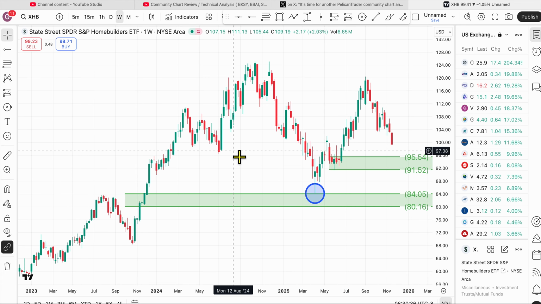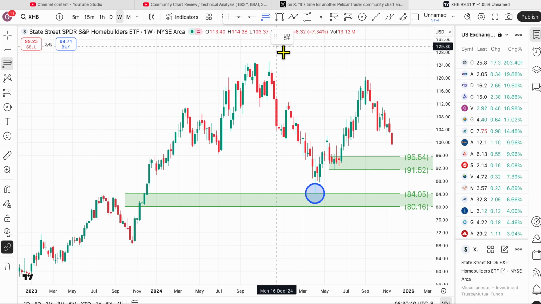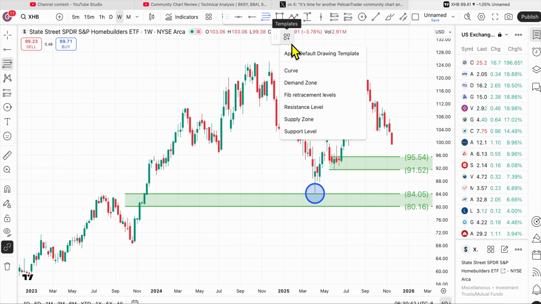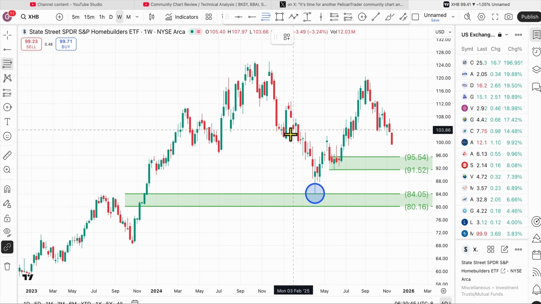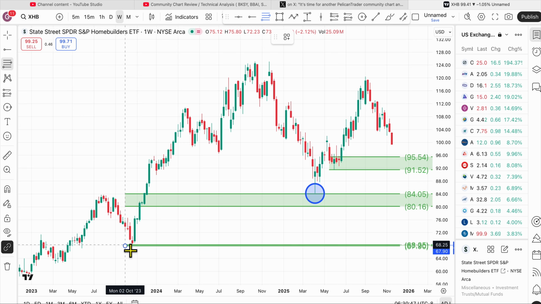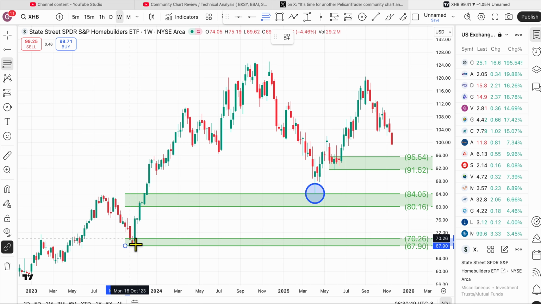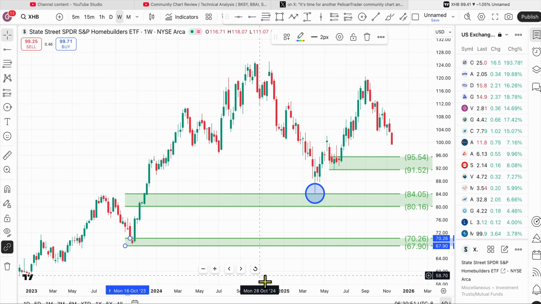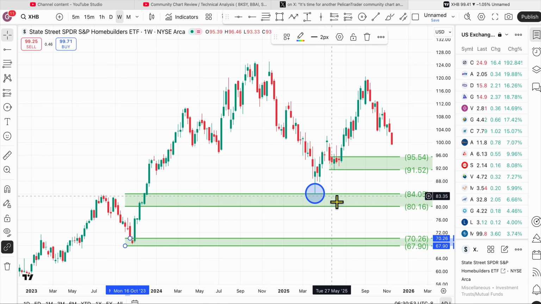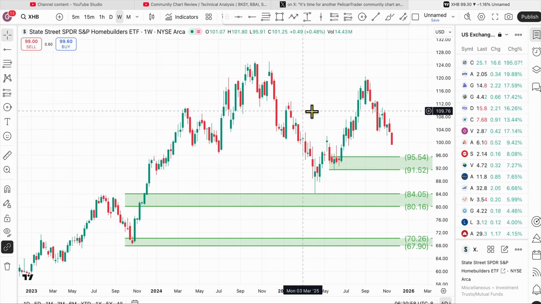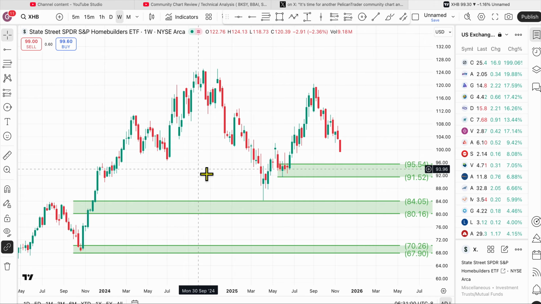We've got two support levels to consider. If things get really rocky here, I'll just draw this in case things get really kind of sketchy in the market, or you're looking for a real big sell-off. The start of that uptrend was all the way down here in the 70.26 to 67.90 range. So three support levels to consider. A couple of them are pretty far away, so you don't need to spend a whole lot of time on them if you're looking to do a quicker trade.